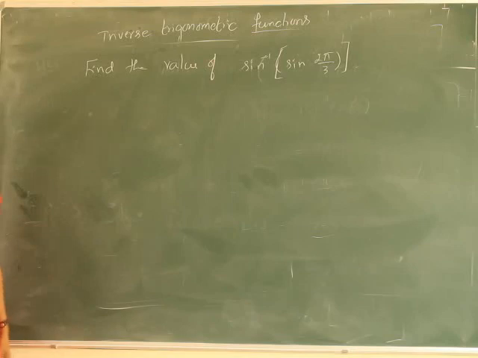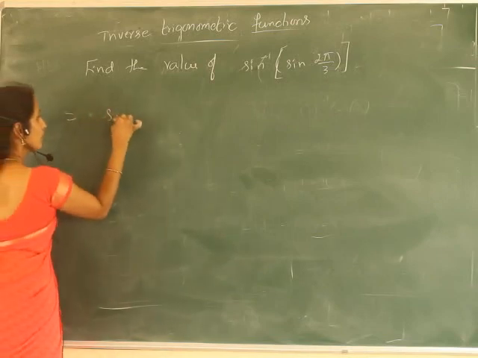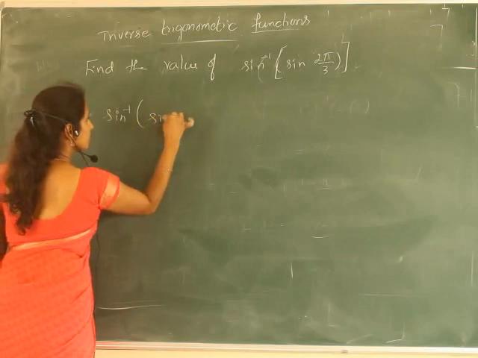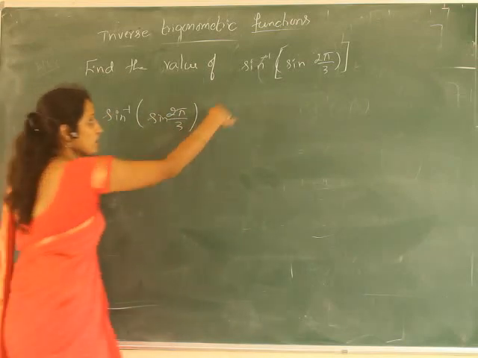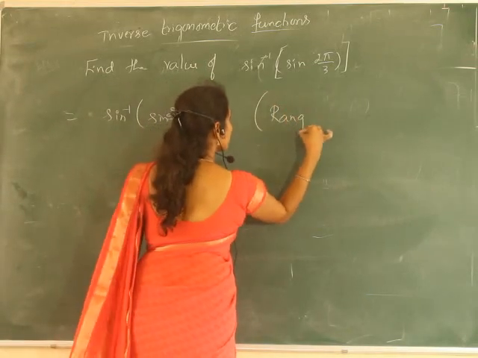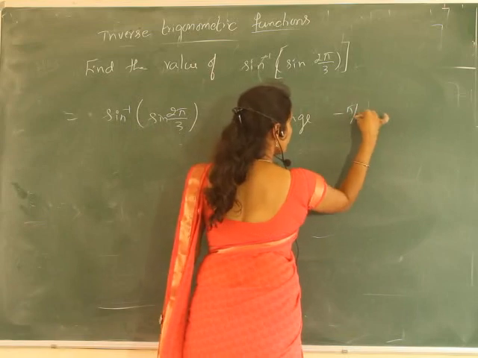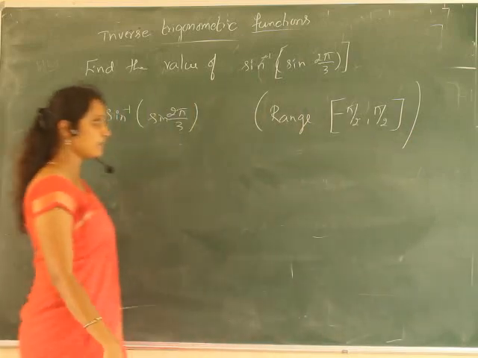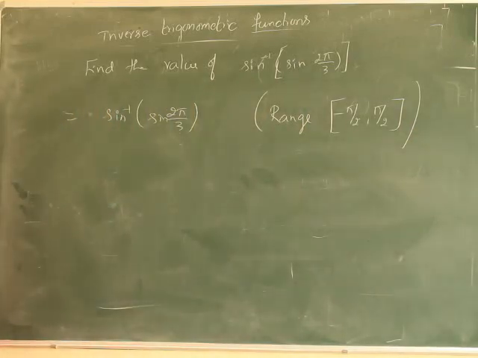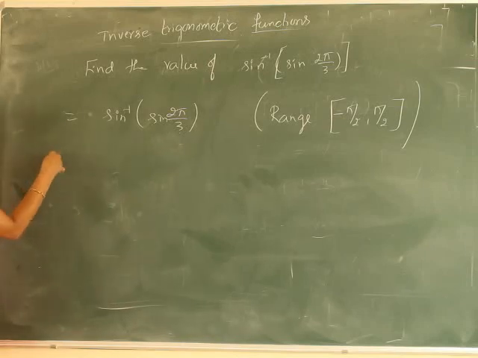So we have to simplify that. So this value is not equal to 2 pi by 3, because the range is minus pi by 2 to pi by 2, which means the first and fourth quadrant, but 2 pi by 3 is in the second quadrant. Therefore, we have to simplify this.